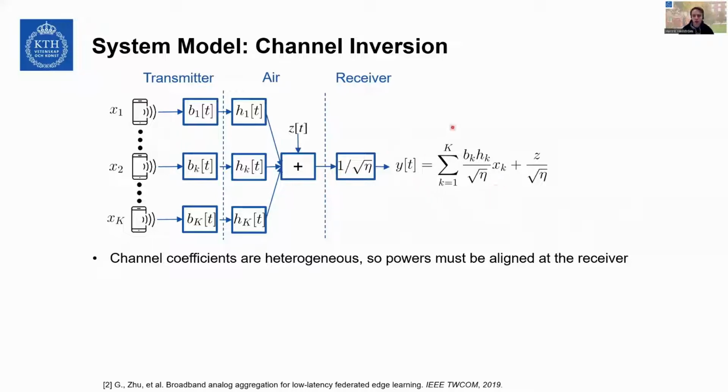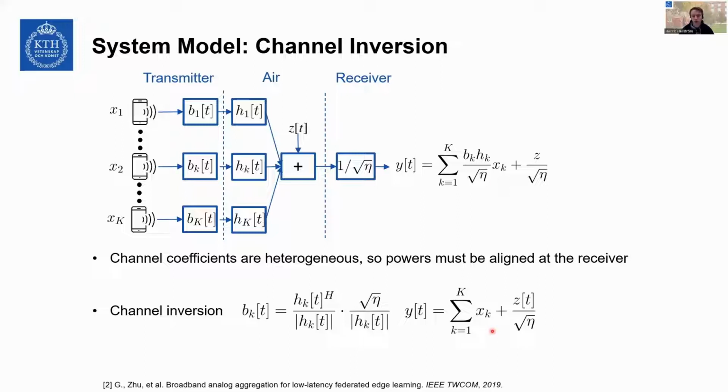But here we see that we instead have a weighted sum of X at the receiver. This is because the channel coefficients are heterogeneous, so devices with a worse channel will have a smaller contribution to this sum. To solve this problem, a common method is to use channel inversion. Here you're simply selecting the pre-transmission scalar such as to perfectly compensate for this weight in front of X. In other words, you get a received sum like this.